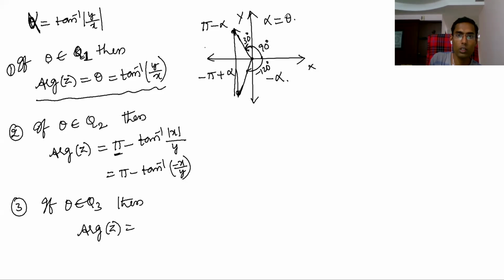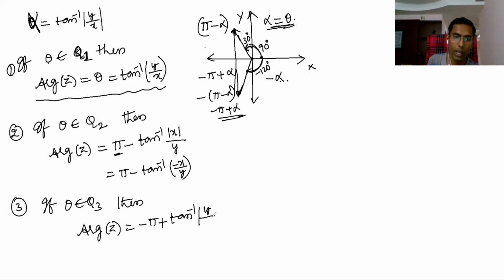So therefore, if this is theta, and this is alpha, this becomes minus alpha. If this is 120, this becomes minus 120. So if this is pi minus alpha, this is minus of pi minus alpha, that is minus pi plus alpha, which is what I wrote. Now third quadrant, minus pi plus alpha, that is tan inverse of mod y by x. If you want to write minus pi plus tan inverse of minus y by minus x, so y by x only, because both are negative. So you should write minus pi plus tan inverse y by x.